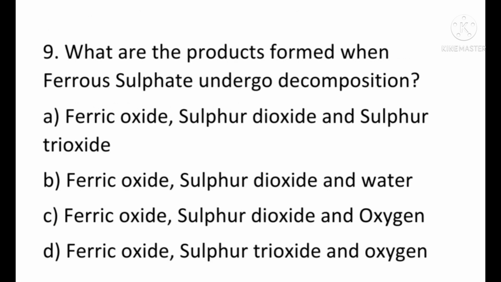Question number 9. What are the products formed when ferrous sulfate undergoes decomposition? The correct option is option A. Ferric oxide, sulfur dioxide and sulfur trioxide. These are the products formed when ferrous sulfate undergoes decomposition.